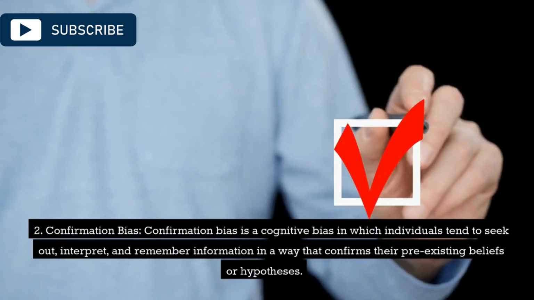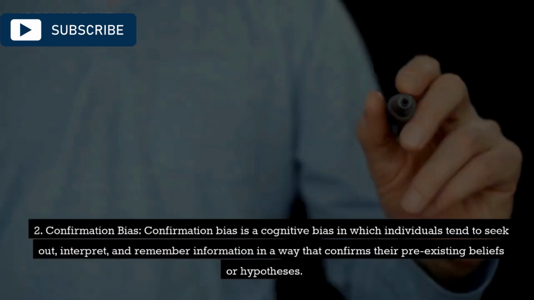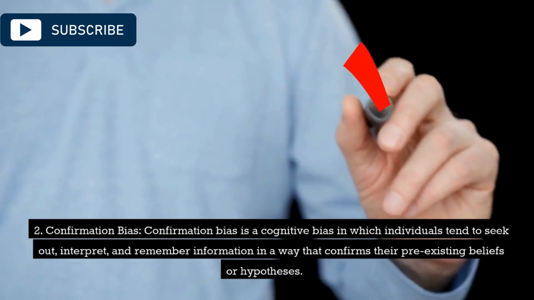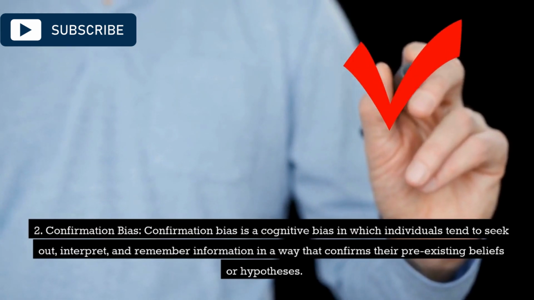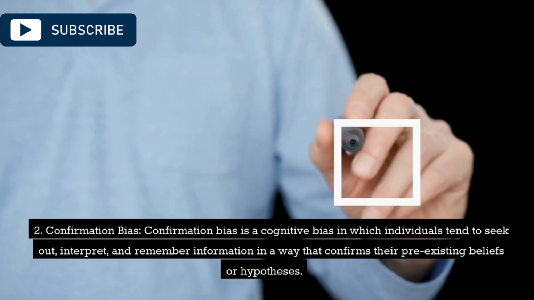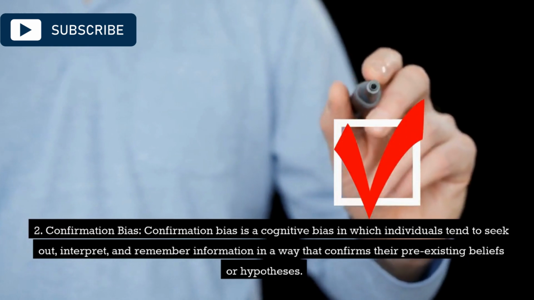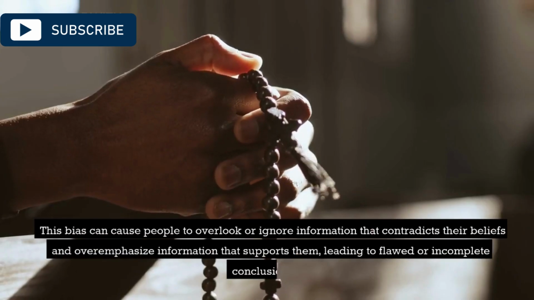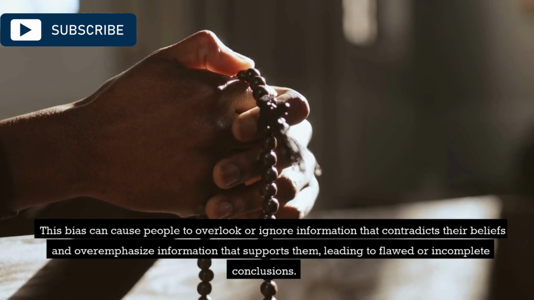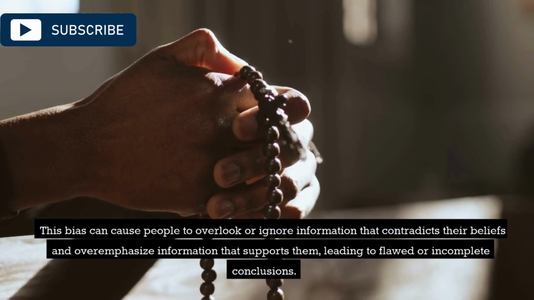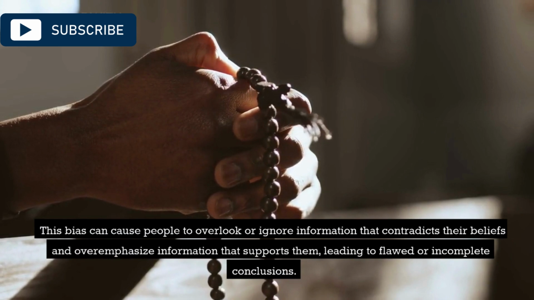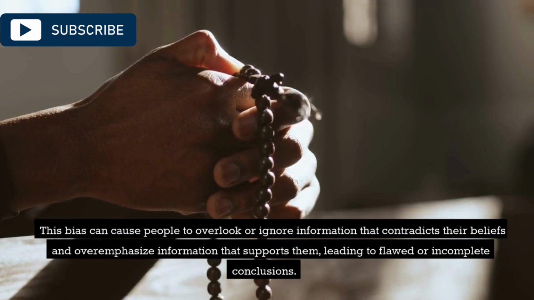2. Confirmation bias. Confirmation bias is a cognitive bias in which individuals tend to seek out, interpret, and remember information in a way that confirms their pre-existing beliefs or hypotheses. This bias can cause people to overlook or ignore information that contradicts their beliefs and overemphasize information that supports them, leading to flawed or incomplete conclusions.